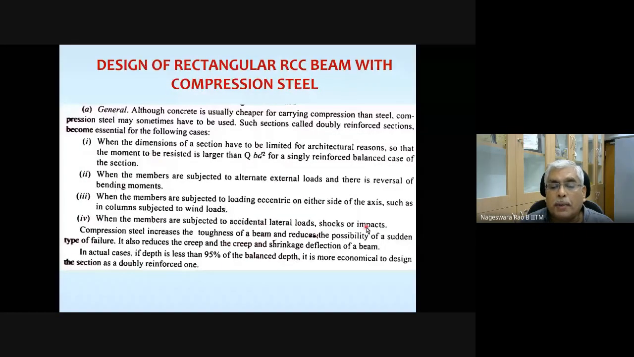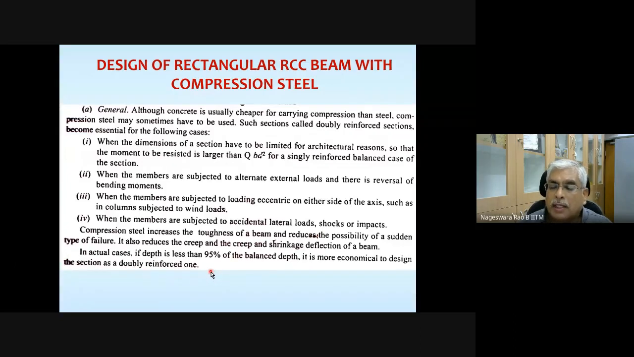The compression steel increases the toughness of a beam and reduces the possibility of a sudden type of failure. It also reduces the creep and shrinkage deflection of a beam. In actual cases, if depth is less than 95% of balanced depth, it is more economical to design the section as a doubly reinforced section.